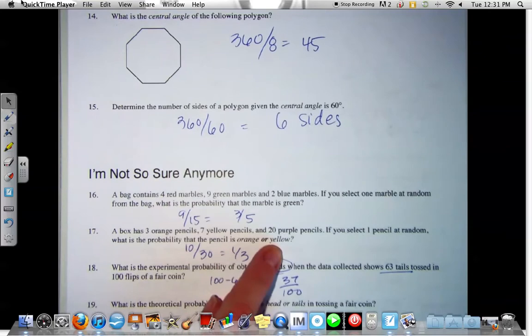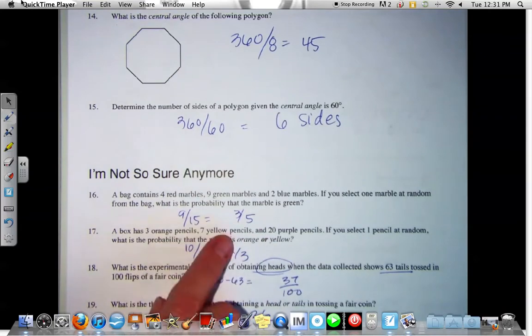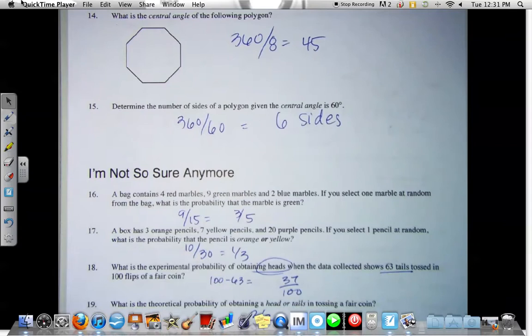17, you have orange or yellow, so you have 3 orange and 7 yellow. That gives you 10 out of the 30, which is 1/3.